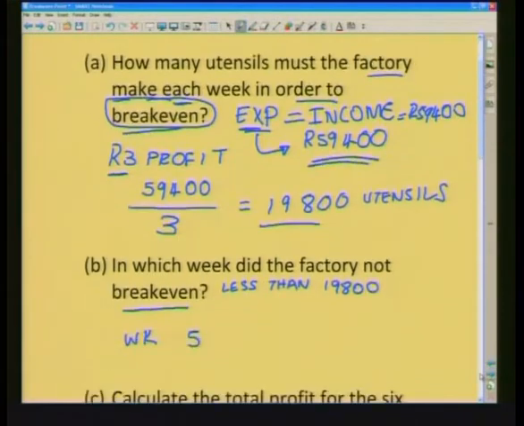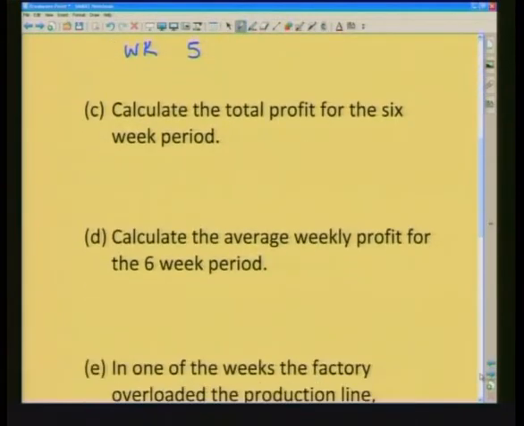So let's set that up. To calculate the total profit, I'm going to take the 23,400 times that by 3. And I'm going to do the same thing for every week to find the total profit. An easier way to do this is to add all the utensils you make for each of the 6 weeks.